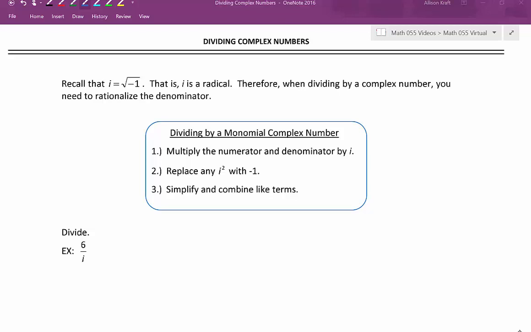So when we're dividing by a monomial complex number, you want to multiply the numerator and the denominator by i. We're going to replace any i squareds with -1, simplify, and combine like terms.